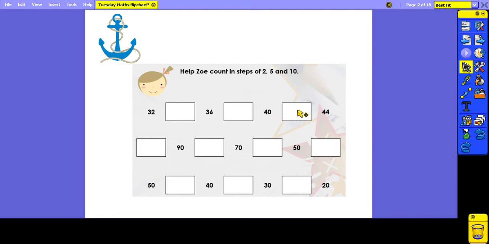This first row here we are counting forwards in 2s. For the second row we are counting backwards in 10s, and the third row we are counting backwards in 5s. So pause the video now and see if you can fill in the missing numbers. Look carefully at whether they are getting bigger or smaller.